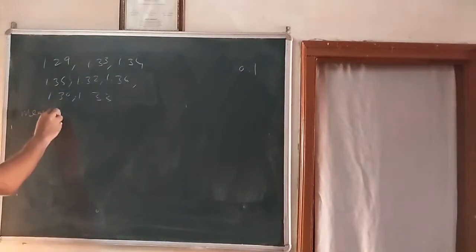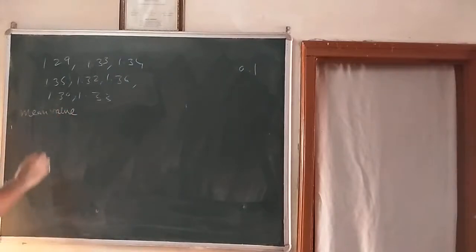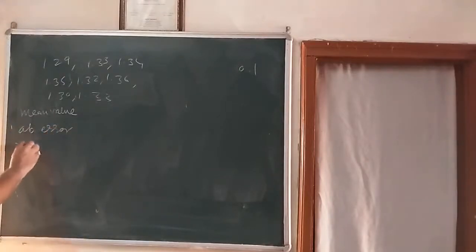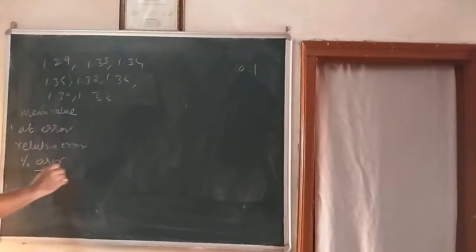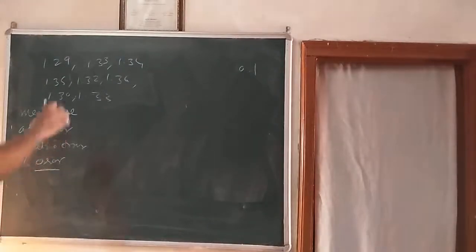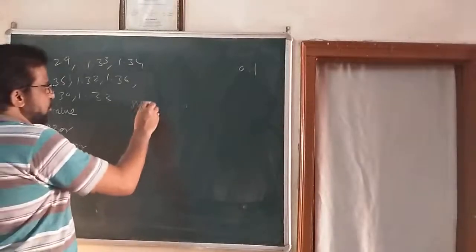Now calculate the mean value. It asks to calculate the mean value, then absolute error, then relative error, and then percentage error. 4 things I am going to find out here. So what is the way? First find out the mean value of refractive index.